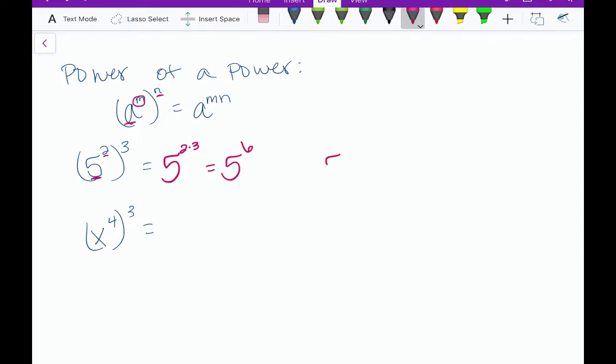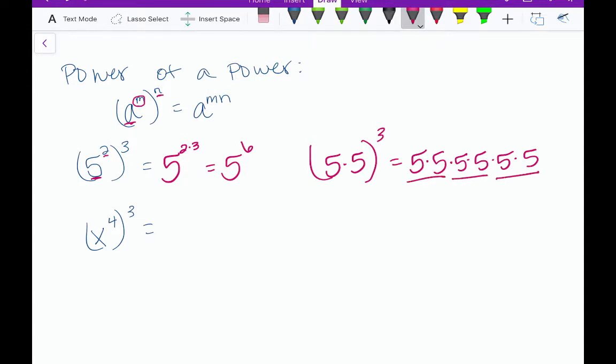Now real quickly, why is this? 5 squared is 5 times 5. Okay, but we're cubing that, which means we're multiplying that by itself 3 times. So 1, 2, 3. You see that? So this is 5 squared, 5 squared, 5 squared. That's 5 squared to the 3rd power, which now you can see that there are 6 5s. All right, so here we have an exponent. x to the 4th raised to the 3rd power is going to be x to the 4 times 3, which is the same as x to the 12th power.